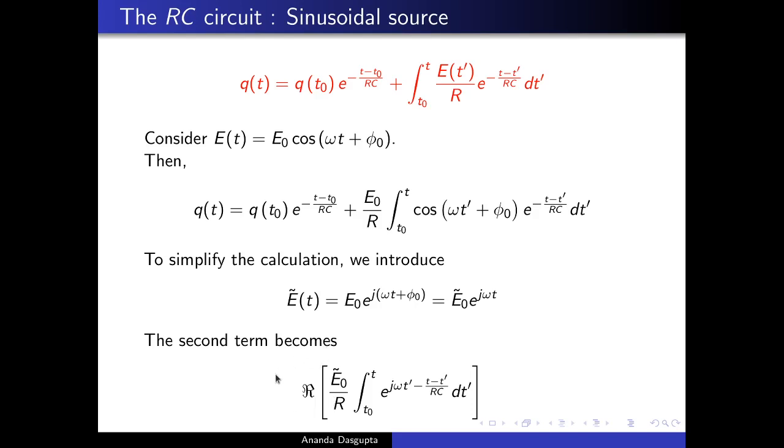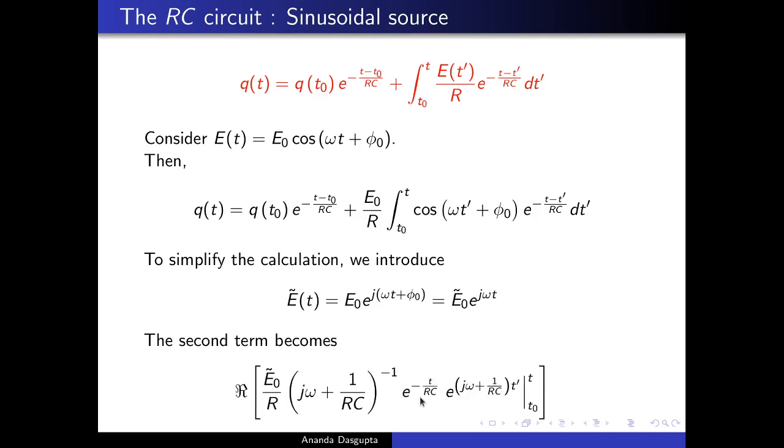This symbol here stands for the real part of this integral, E0 tilde by R, the integral from t0 to t of e to the power j omega t prime. Notice E0 tilde e to the j omega t prime has a real part which is exactly E0 cos of omega t prime plus phi 0, along with of course this e to the minus t prime by RC, which is a real function anyway, which by the magic of exponentials just adds up to the exponent there. So now you have a nice and simple exponential integral to calculate.